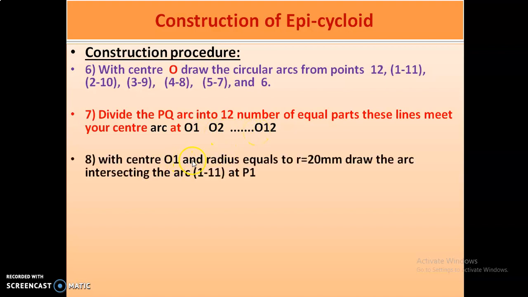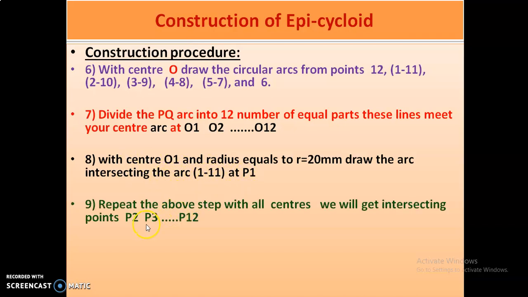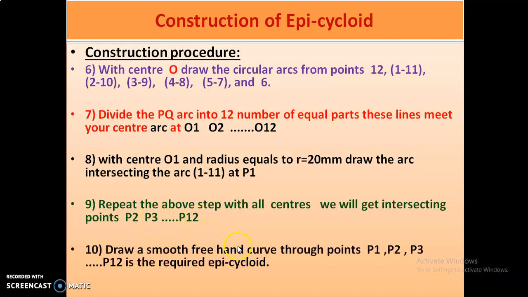With center O1 and radius equal to small r, that is 20 mm, draw the arc intersecting the arc 11-1 at P1. Repeat this 8th step for all points. So we get P2, P3, P4 and so on, P12. If we draw a smooth freehand curve through the points P1, P2, P3 and so on P12, that is the required epicycloid.